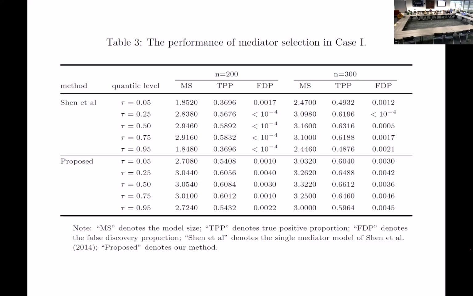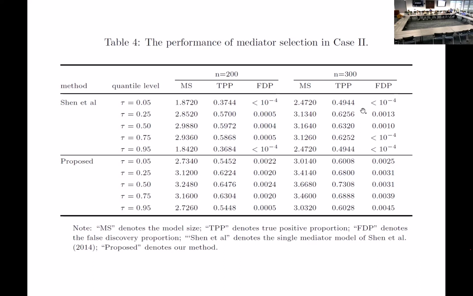I have a question. Did you look at settings where the correlation among the mediators is a little bit high? I think you use an AR1 process. Yeah, we didn't consider other correlations. We only use correlation 0.25. We can try other rho values, but we didn't consider that in the simulation study. Okay.